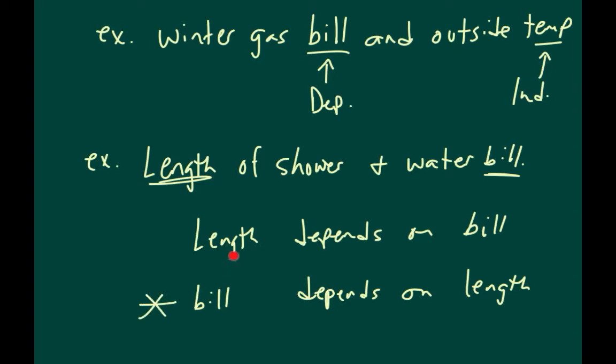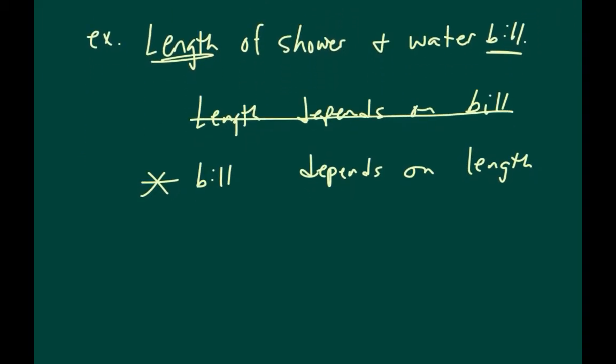This first one, the length depends on your bill. Well, that's like at my in-laws' house, their water is way more expensive than here because they just redid their whole water system in Scottville. So you would choose to take a shorter shower because you know it's going to cost a lot of money. So in this case, the bill is going to be the dependent, and the length is going to be the independent.